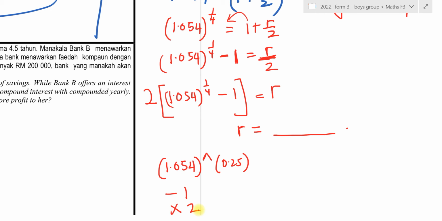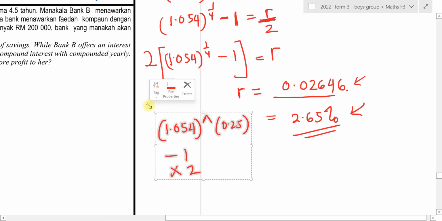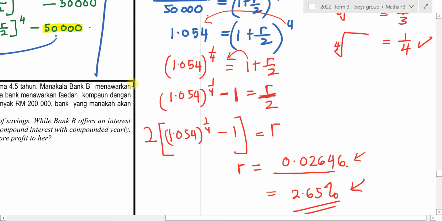The answer has a lot of decimals, right? Yes, sir. Okay, you tell me the first 4 significant figures. 0.02646. Okay, so this is approximately 2.65 when you round it. This is in decimal, so I give it in percentage form, 2.65. Okay, that is the answer, 2.65 percent per annum.